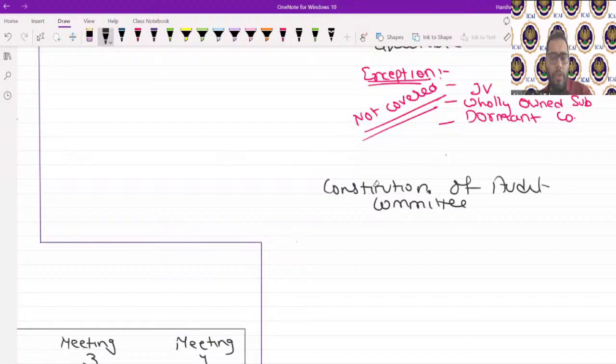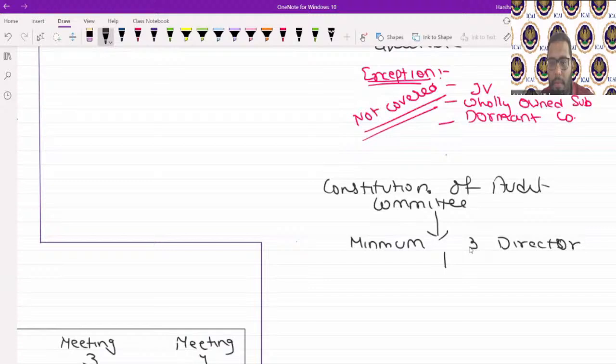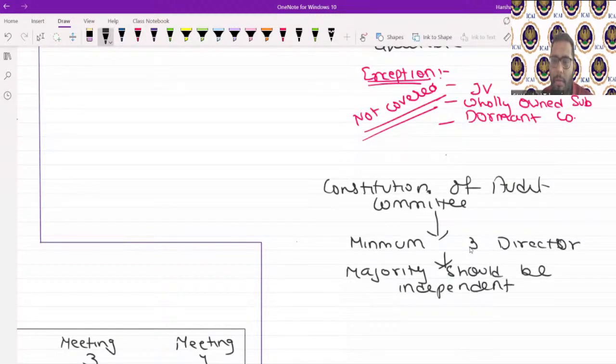I'm talking about the constitution, or you can say composition, of the audit committee. As per the Companies Act, the audit committee should include a minimum of 3 directors, with independent directors forming a majority. So, minimum 3 directors, same as in LODR, but the majority should be independent directors.